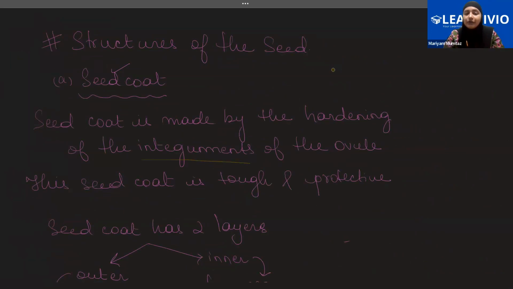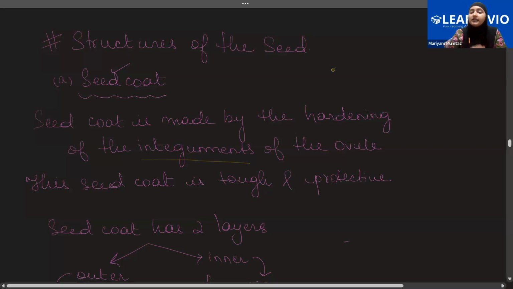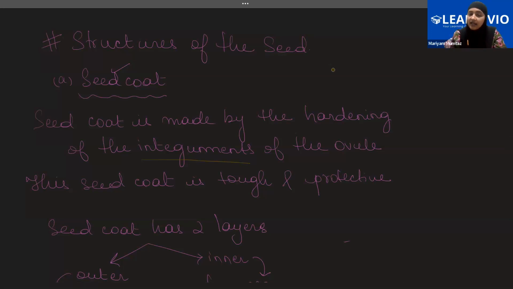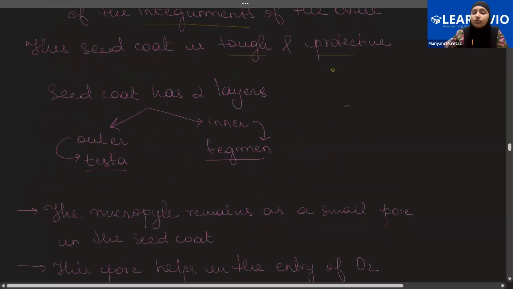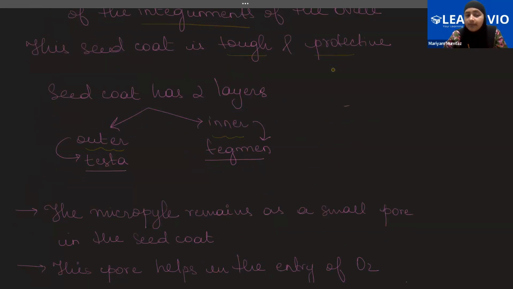So see, slowly you're going to see that the structures that were there in the embryo sac, all of them have their own functions to perform. Just like how nucellus is also there, now we're talking about integuments. Whenever the integument is there, it gets hardened and forms the seed coat. This seed coat is tough and protective. Seed coat has two layers, outer testa and inner tegmen. Testa is the outer layer of the seed and tegmen is the inner layer.